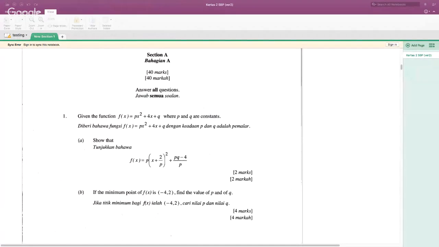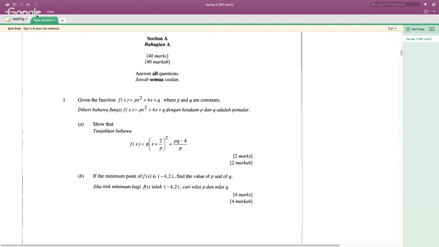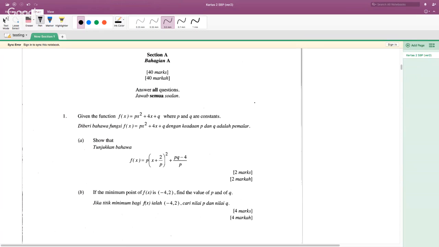All right, so today I'm going to discuss about the SBP paper 2, and this is a trial paper for 2016. Let's have a look at the first question. First question I guess is quite simple. Given that the function f(x) equals px squared plus 4x plus q, where p and q are constants, show that f(x) is equal to this expression.